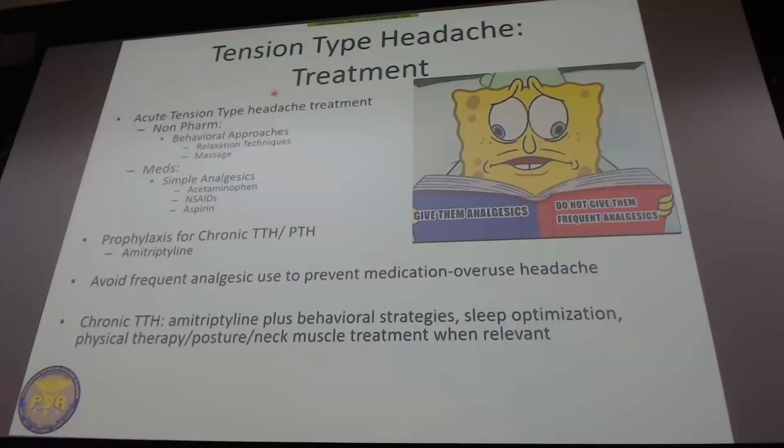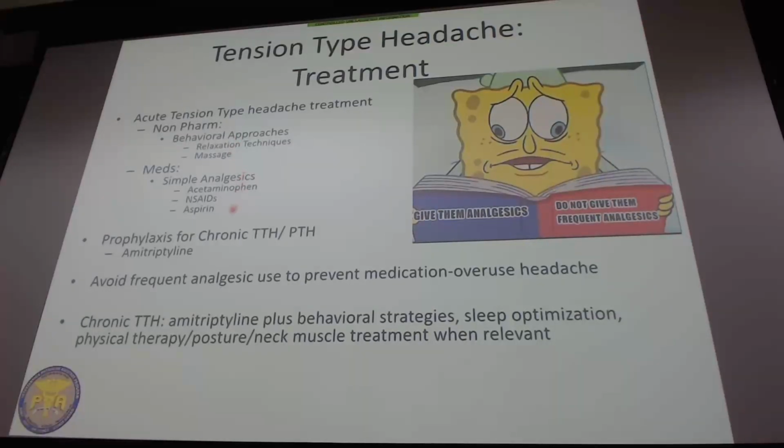All right, with tension type headaches, we see the non-pharm, again, behavioral approaches, relaxation techniques, massage therapy, whatever. TRICARE won't pay for that, I tried once. Don't worry, look for the triggers again. We don't see that as commonly with the migraine headaches, but a lot of times behavioral health can help a lot with that too if we see someone being really stressed out and having tension type headaches as a result.